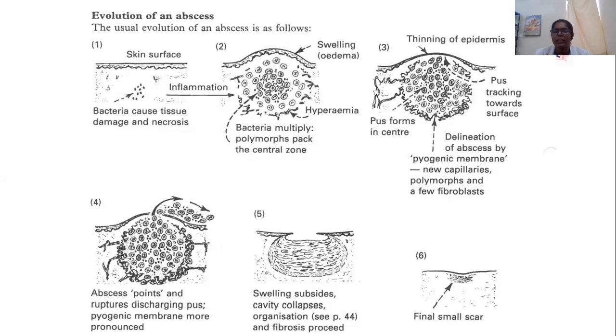Once pointing out, in the fourth picture you can see the pus coming out of the abscess cavity. In the fifth, the swelling is subsiding, and the cavity of the abscess is collapsing, getting organized and fibrosed. And in the sixth picture, it comes back to normal, and it may end up with a small scar formation. This is the fate of the abscess, right?